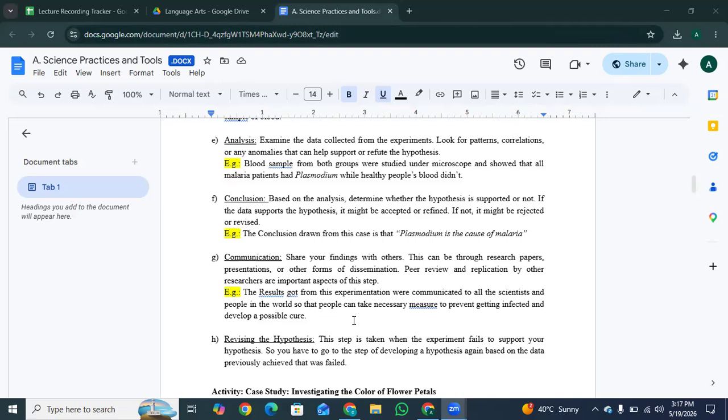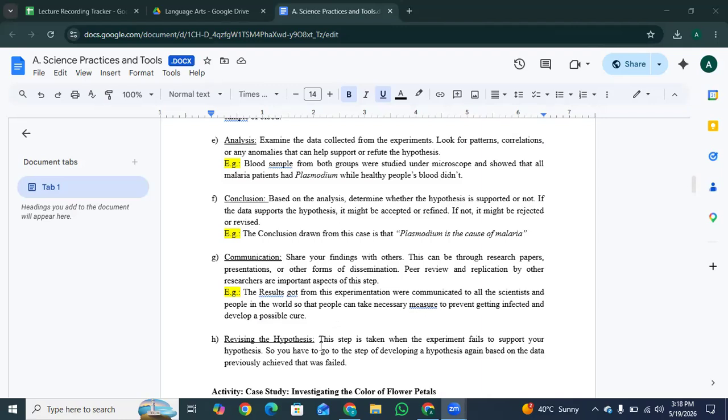So, basically, scientists shared these facts globally so that everyone knew bad air was not the enemy. This allowed people to take the right safety measures like avoiding mosquitoes and start working on a proper medicine or cure. So the next one is revising the hypothesis, like going back to the drawing board.